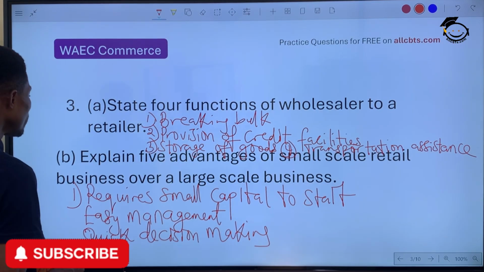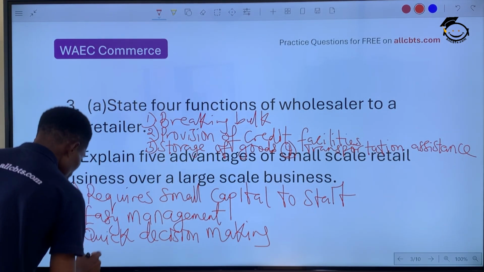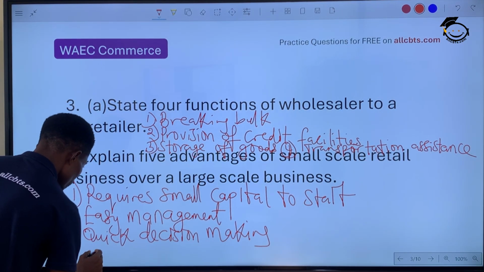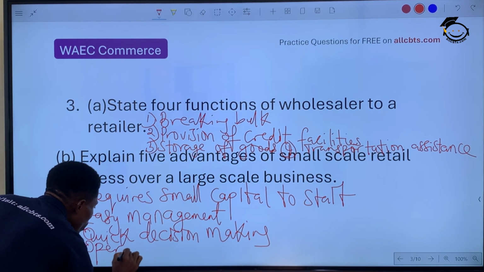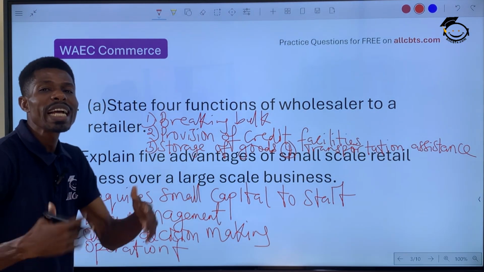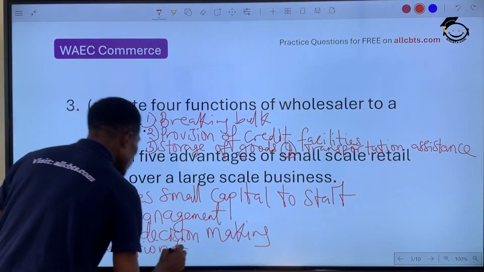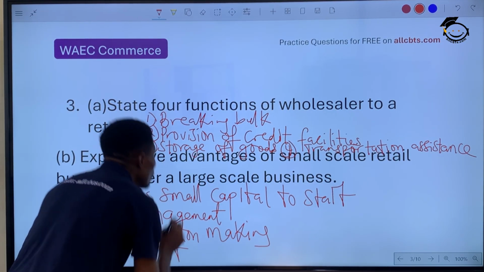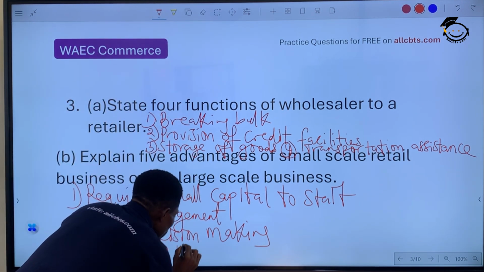First one we have: requires small capital to start. Easy management, quick decision making. And now we have what we call flexible operation. Operation is flexible. What does this mean? There can be quick adjustments if there is change in demand.